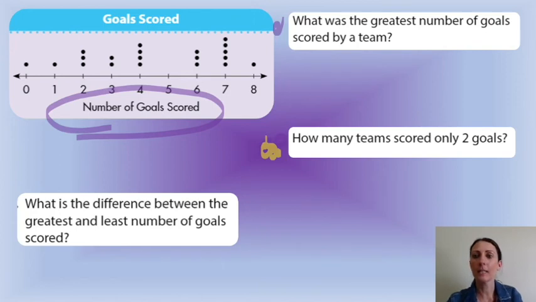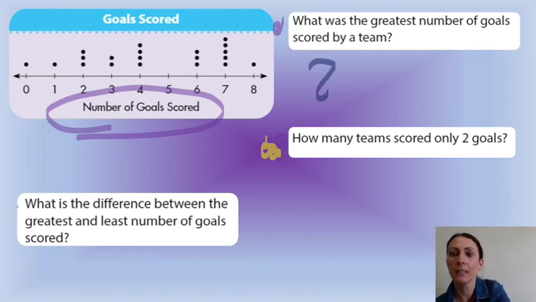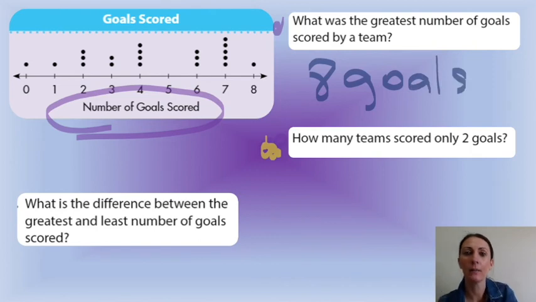All right, what was the greatest number of goals scored by a team? What was it? It was 8 goals, right? Is that what you got? Comparing? That was the greatest number of goals scored by a team.